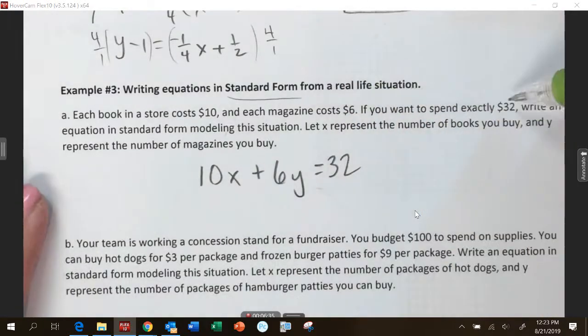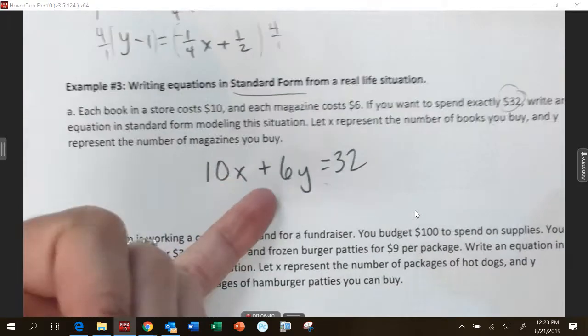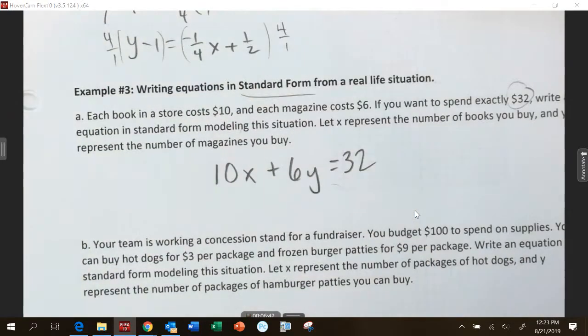So we're just looking at that total being $32. How do we get $32? We take $10 times the number of books, $6 times the number of magazines, and add them together.